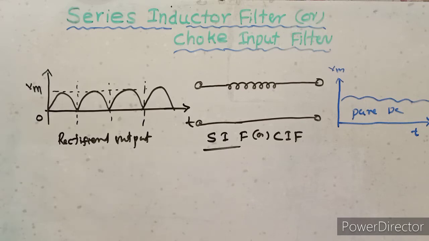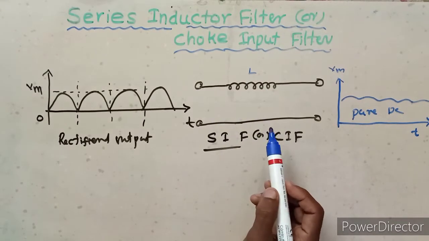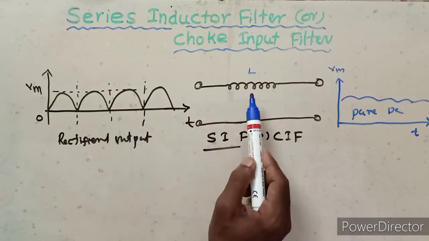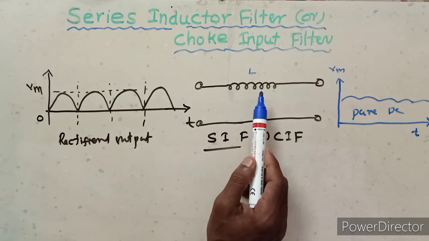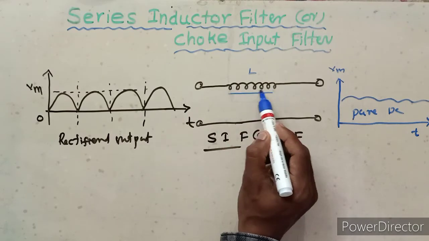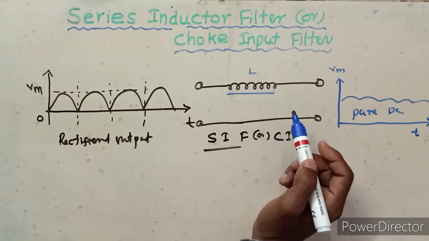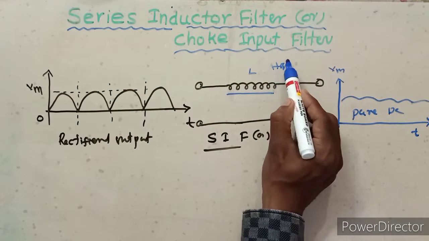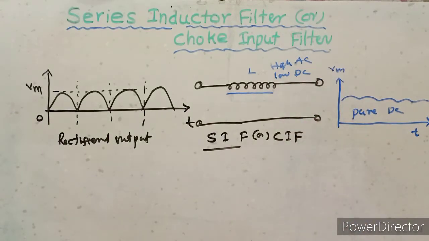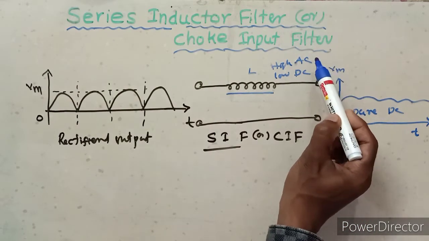Okay, so what is the series inductor filter? The series inductor filter is the inductor coil L or choke connected in series with the rectifier output. The inductor offers a high reactance for the AC components but low reactance for the DC components. High for the AC, low for the DC. That means here AC components are mostly blocked.